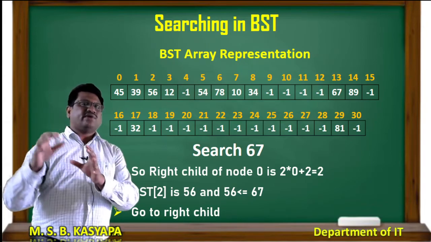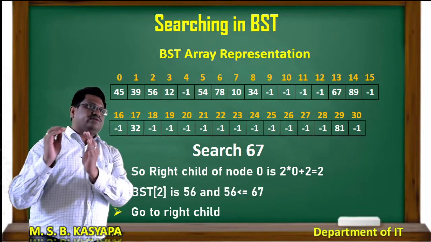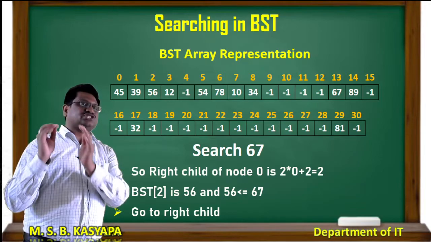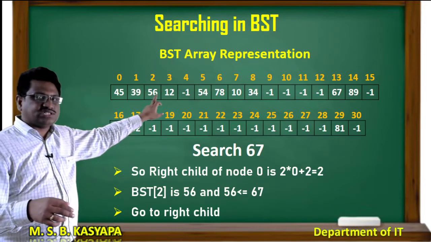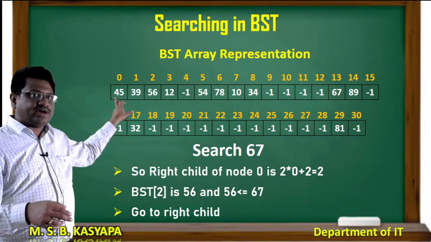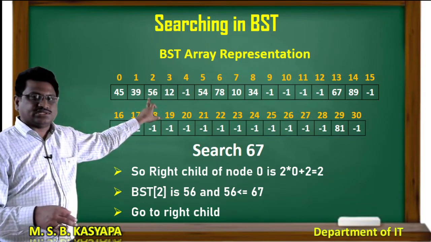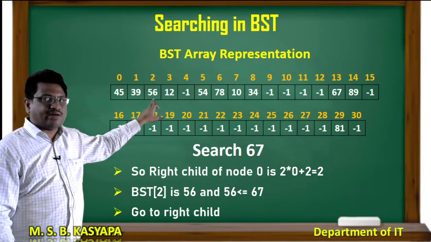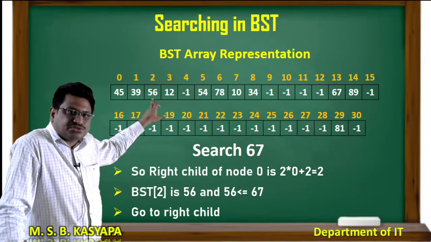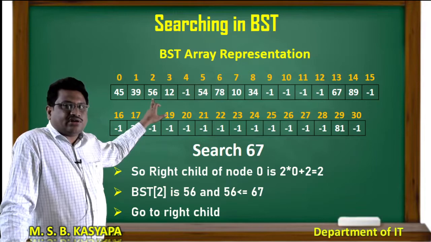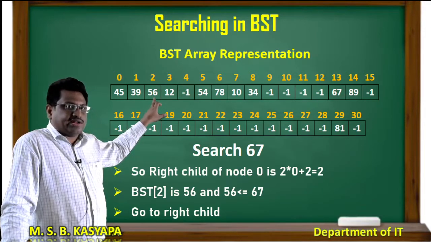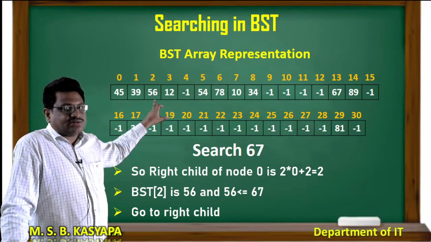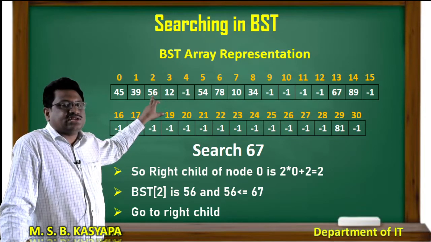Whatever value is available at index 2 will be treated as the right child of 45. So 56 is the right child. 45's right child is 56. Now the same process: I am checking whether this 56 is equal to 67 or not. It is not equal, so again I check whether it is smaller or greater. The desired value is greater, so I have to find the right child of 56.